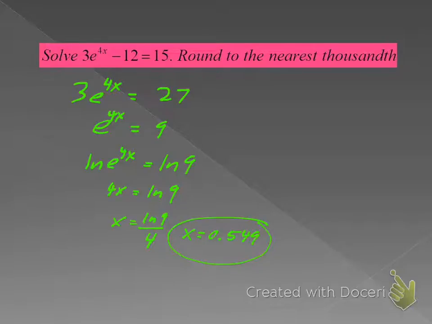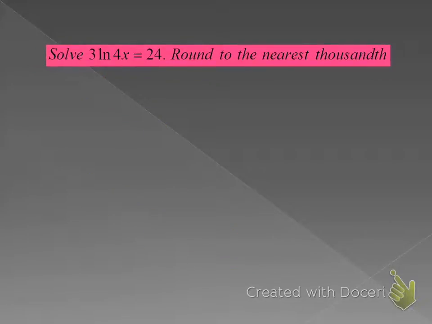So now we're going to switch gears, and now we're going to go the other way. I always feel like this way is a little tougher to comprehend. So now we are starting with a natural log, and we need to get rid of it. So if you notice the first two, we started with e's. This one, we're starting with a natural log in our problem. You're going to start this one the same way. You're going to isolate the log, isolate the e. So we're going to divide both sides by 3. So the natural log of 4x equals 8.